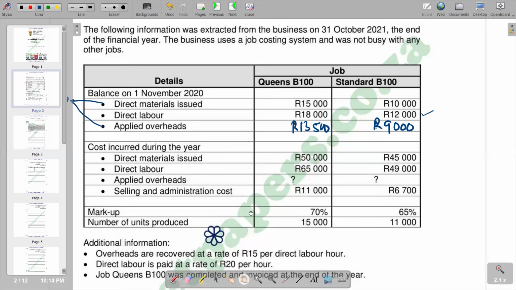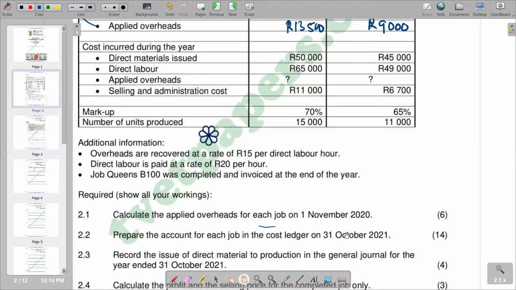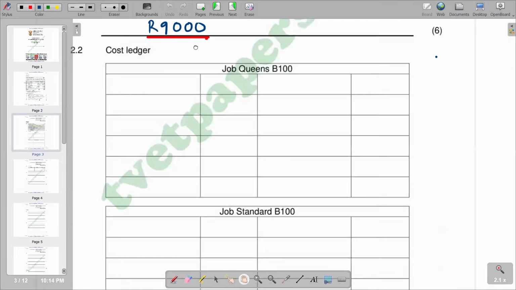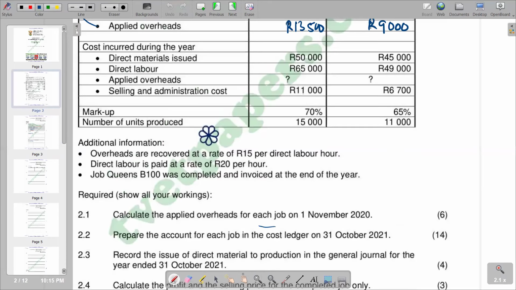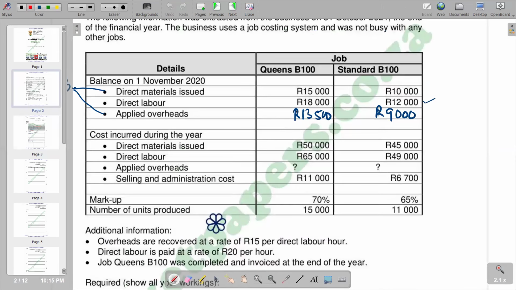Then if you go to the second part now, it says prepare the account for each job in the cost ledger on 31 October 2021. So we go to our other section, and you're going to see that we have our accounts there for both jobs. We are going to start with the opening balances. Then we have our balance b/d for the Standard B100, debit side again. Basically, we are going to add the totals for the opening balances. We already have the amounts there, then we add to get our total.